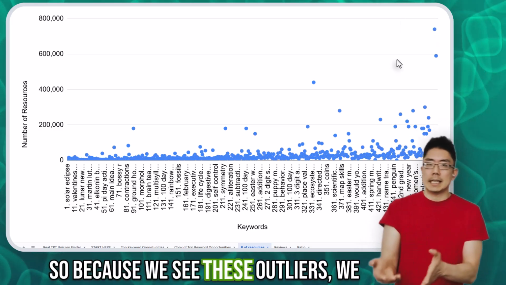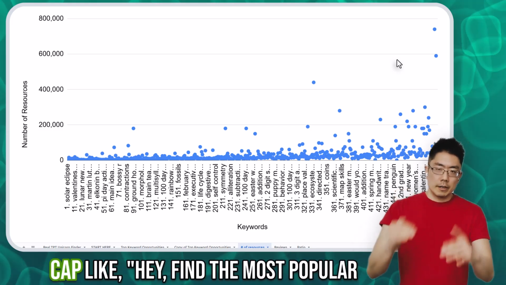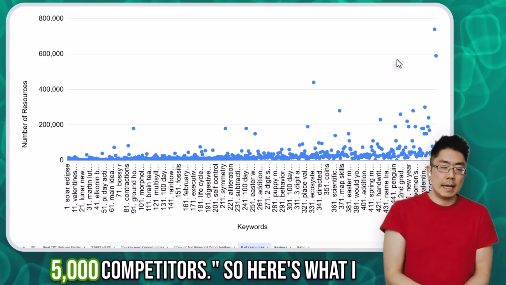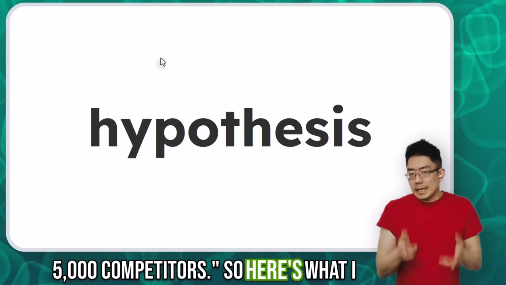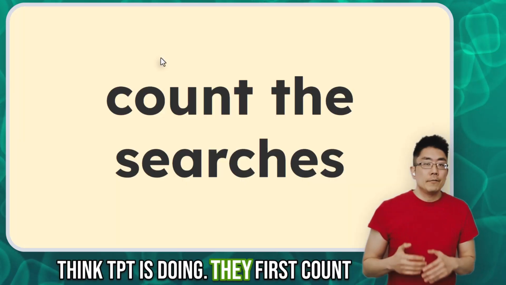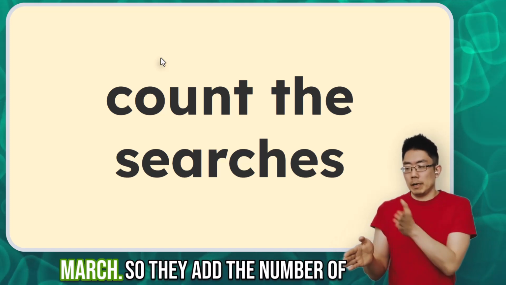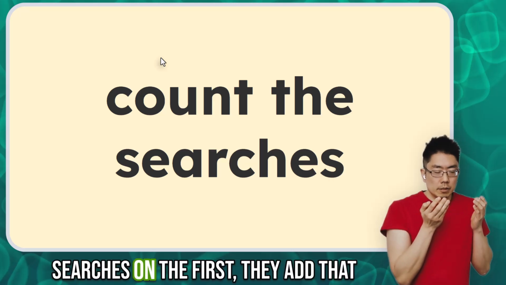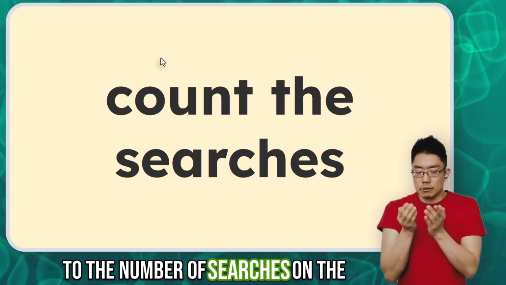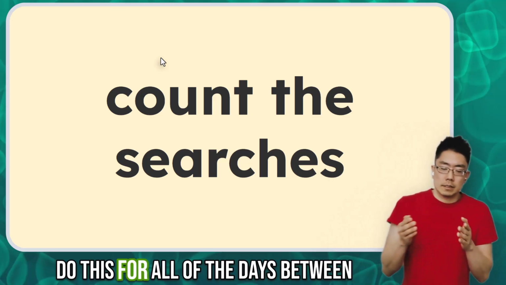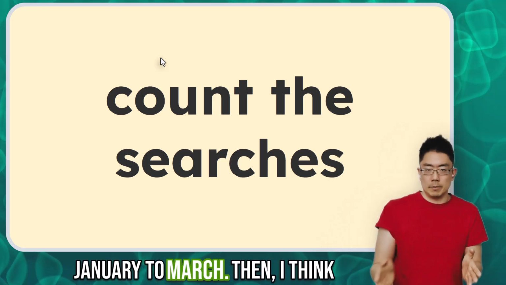Because we see these outliers, we know that they're not doing a hard cap like, hey, find the most popular search terms that have fewer than 5,000 competitors. So here's what I think TPT is doing. They first count all of the searches within that time period from January, February, March. So they add the number of searches on the first, and they add that to the number of searches on the second, and they add that to the number of searches on the third. And they do this for all of the days between January to March.